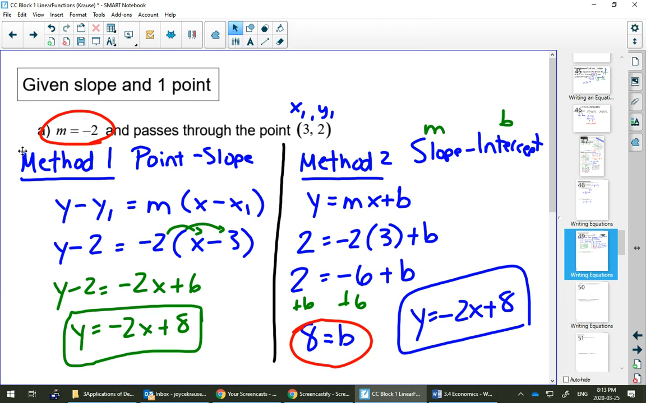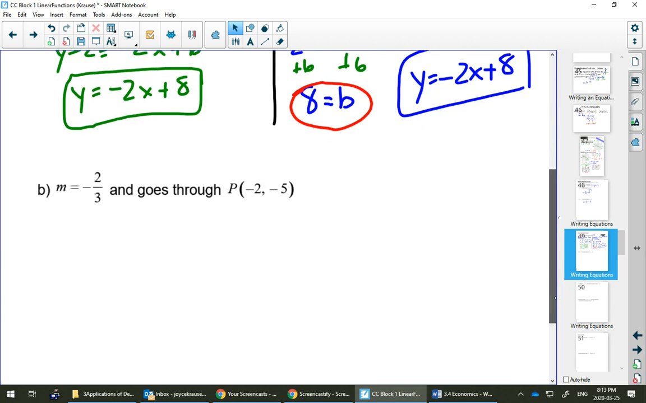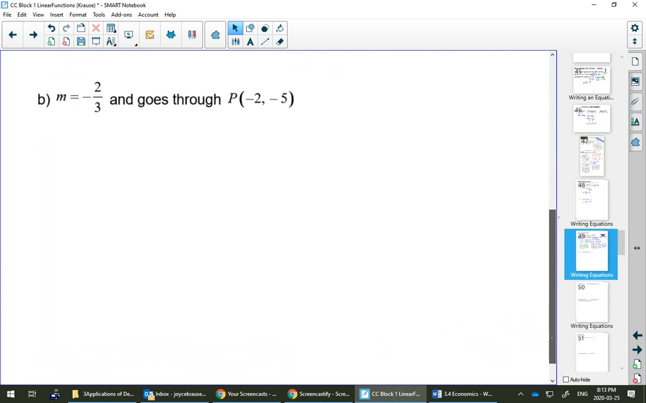So as we go through these, I'm going to go through them slightly quicker, but I'm still going to show you both methods all the way through. And as you're doing that, I want you to pick the method that's best for you, or you might use one method for one type and one method for another.